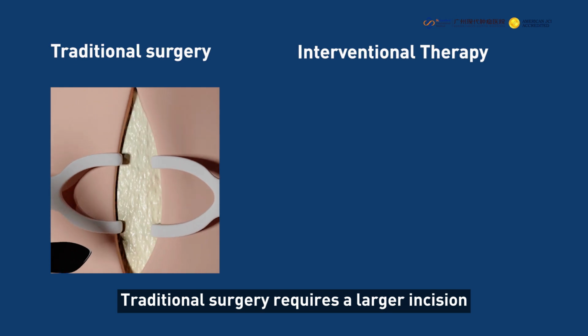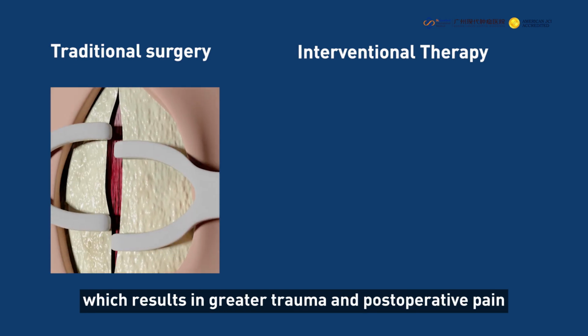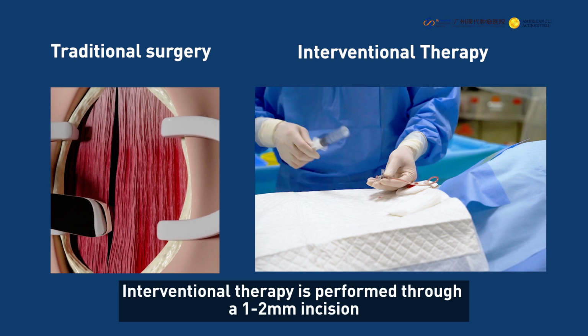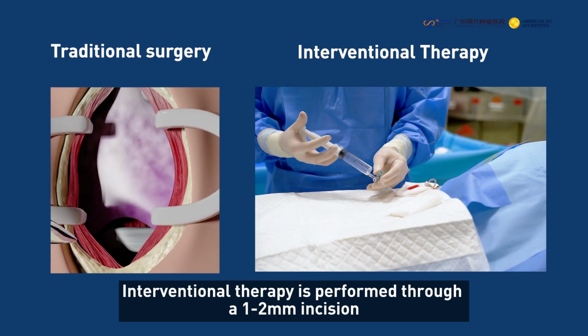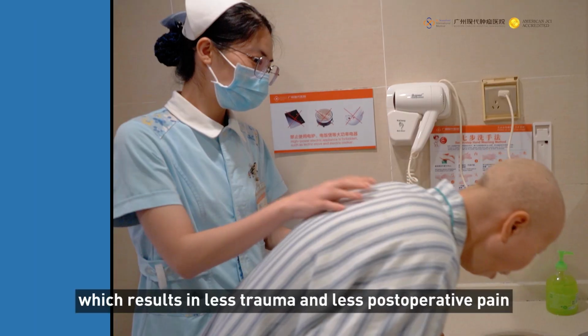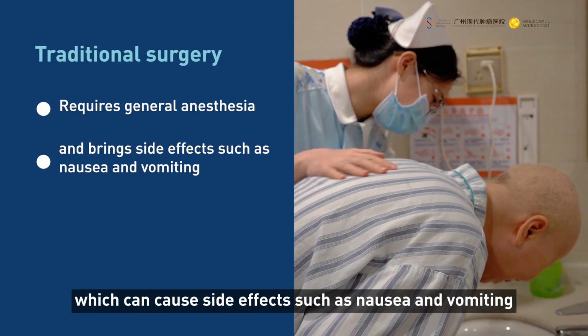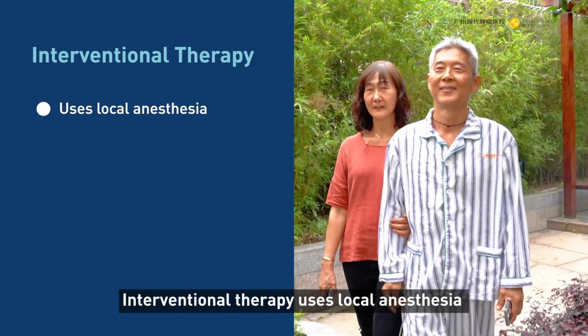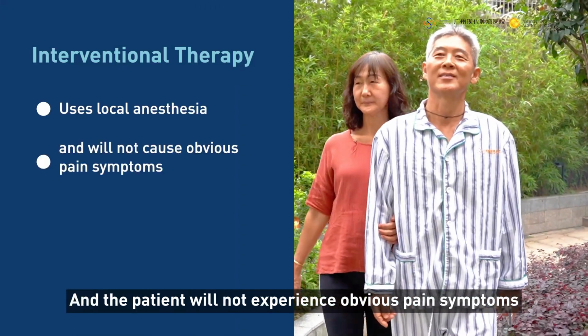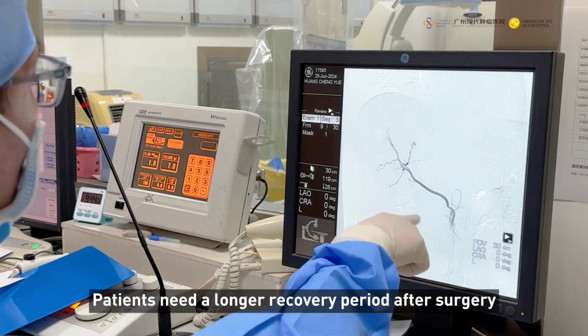Traditional surgery requires a larger incision, which results in greater trauma and postoperative pain. Interventional treatment is performed through a 1-2 mm incision, which results in less trauma and less postoperative pain. Traditional surgery requires general anesthesia, which can cause side effects such as nausea and vomiting. Interventional treatment uses local anesthesia and the patient will not experience obvious pain symptoms. Patients need a longer recovery period after surgery.